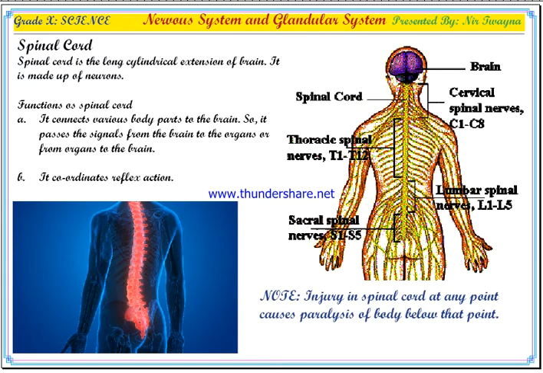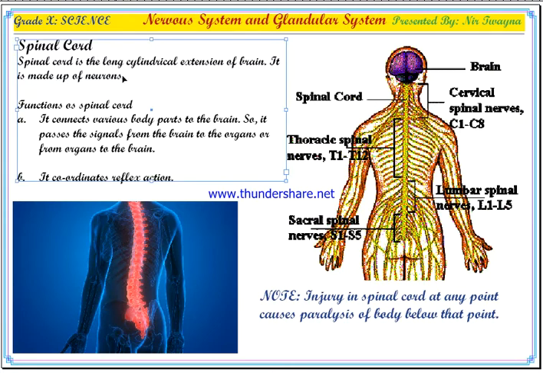My dear students of grade 10, this is your science class, and we have been studying about the nervous system and glandular system. In our previous class, we discussed the brain, its different parts and the functions of those parts, and in today's class we will discuss the spinal cord and peripheral nervous system.